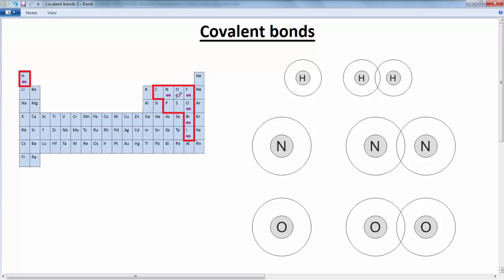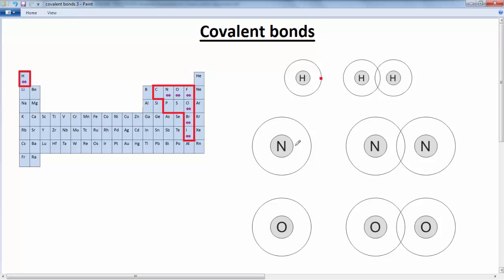Now, in this lesson, we're just going to have a look at the dot and cross diagrams for oxygen, nitrogen and hydrogen. As I said before, we looked at those for the halogens last lesson. So let's have a look at hydrogen. Now, we know that hydrogen is the first element in the periodic table that just has one electron. And this is the 1s shell. And in order for hydrogen to be happy, it needs to complete that shell. This shell is completed with only 2 electrons. So it just needs another electron.